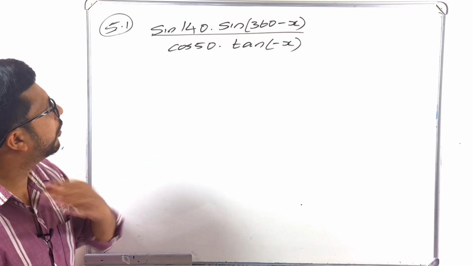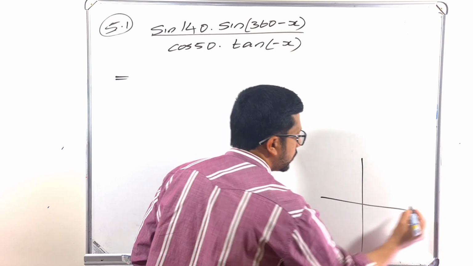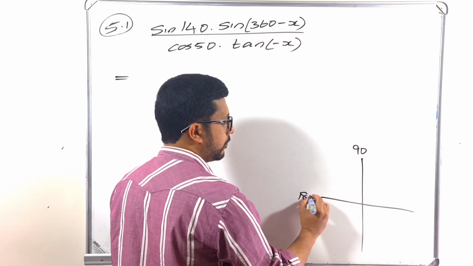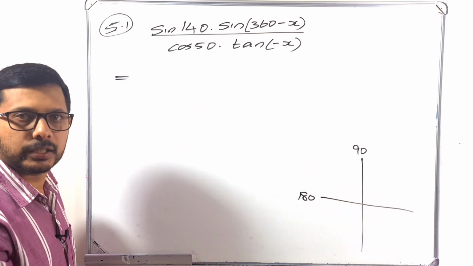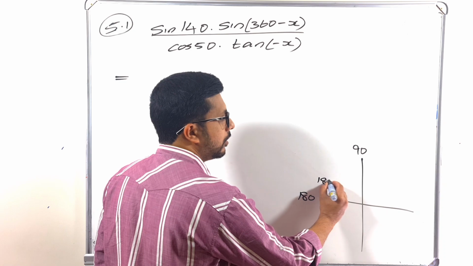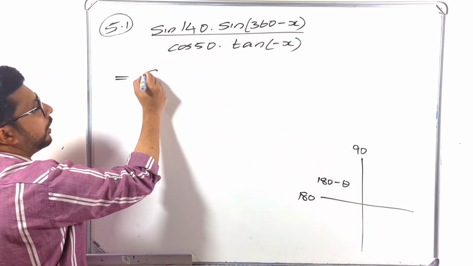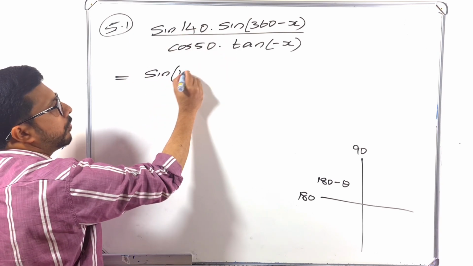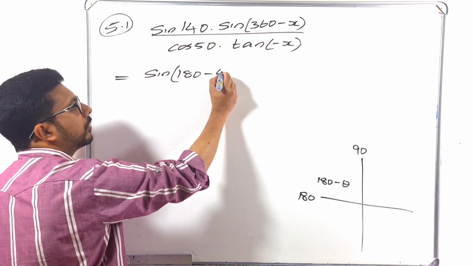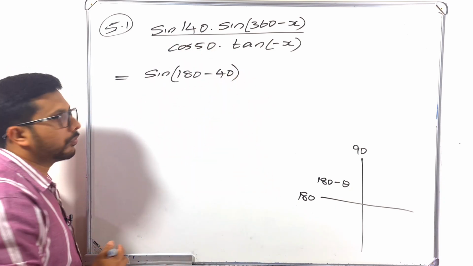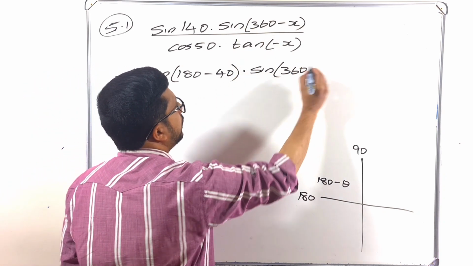Okay, now how can you simplify this one, guys? 140 is in which quadrant? This is 90, this is 180. So 140 means that's in the second quadrant. Am I right? Second quadrant, how can you write? 180 minus theta or 90 plus theta. So here sine of this 140, how can you write? 180 minus theta. 180 minus which angle is 140? Yeah, we know that 180 minus 40 is 140.